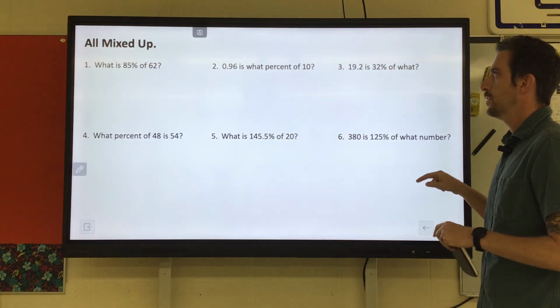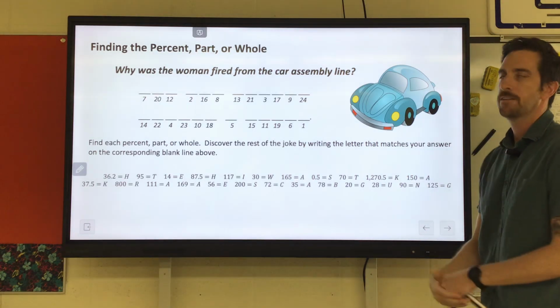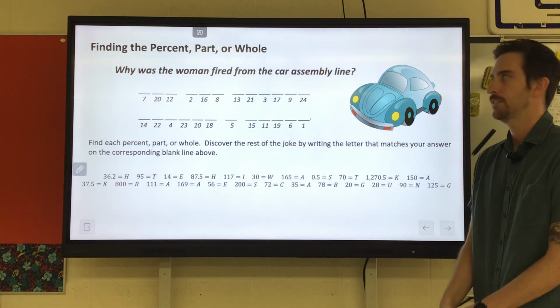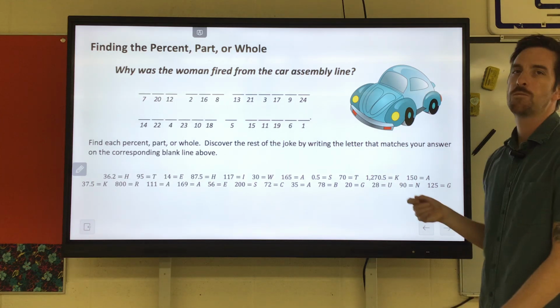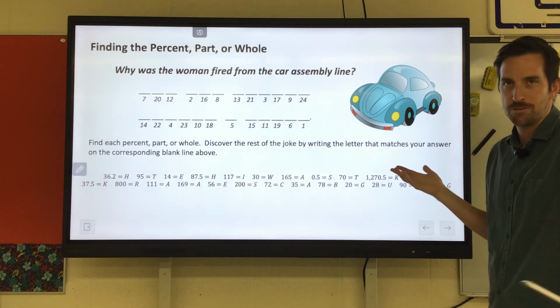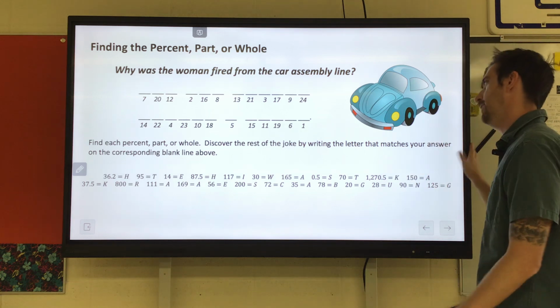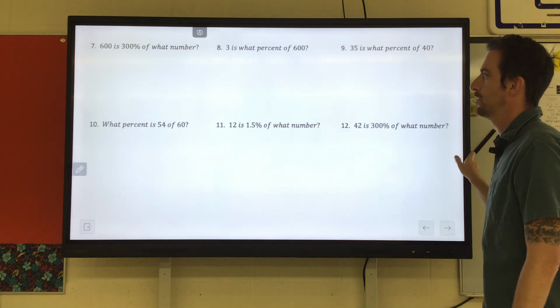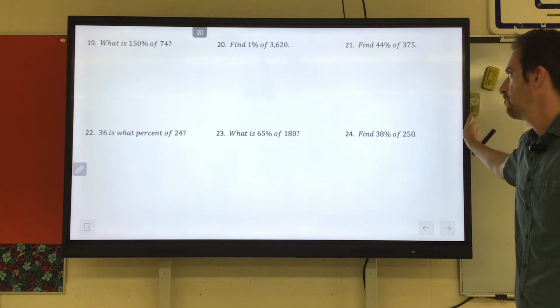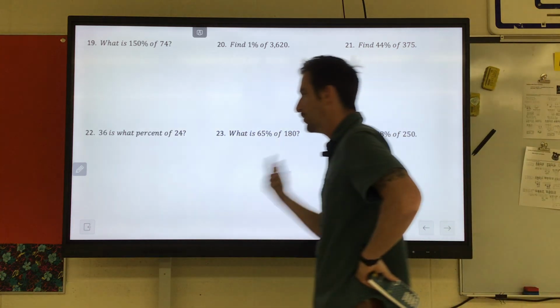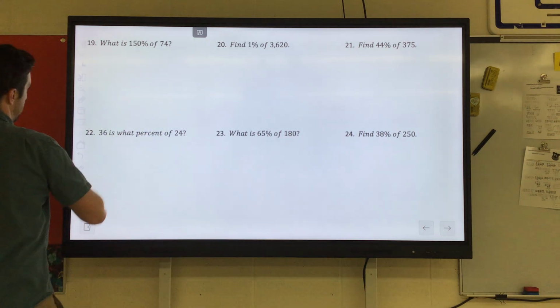Let me see where we're at here. This should be the sheet that you are working on today. Why was the woman fired from the car assembly line? So let's find one of each type of problem and we'll do them together because we're just sweet like that. Let's do like the last, we'll find the last page. Let's start at 24 and we'll just make sure that we have one of each type of problem here.